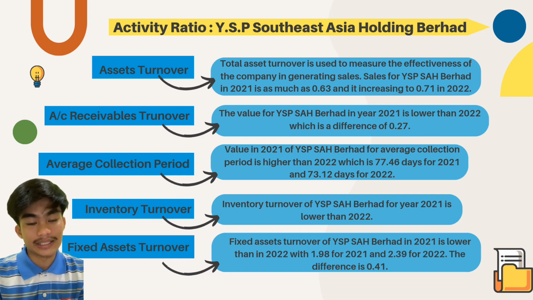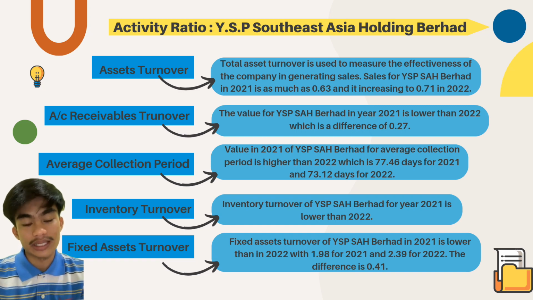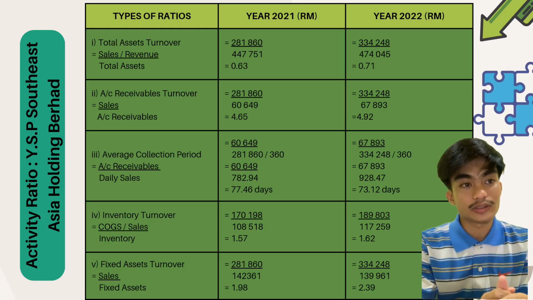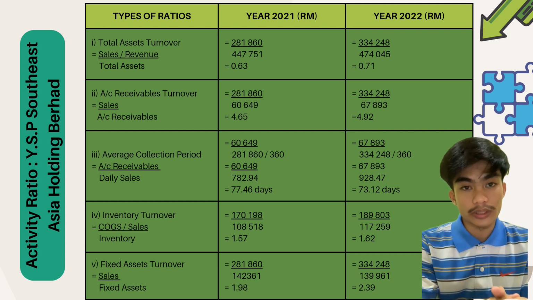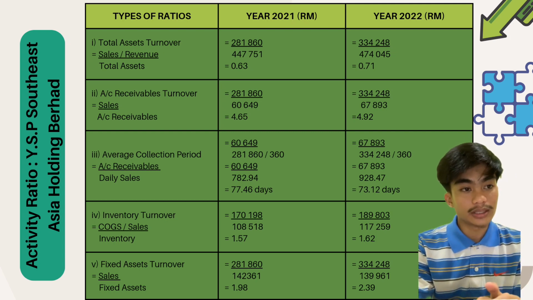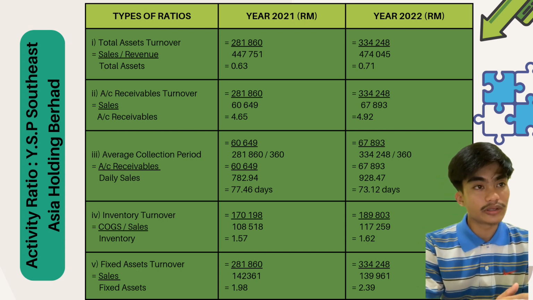My part in this slide is activity ratio for YSP company. The first type of ratio is total assets turnover. The formula for this part is sales or revenue divided by total assets. For 2021, the answer is 0.63. For 2022, the answer is 0.71. For account receivable turnover, the formula is sales divided by account receivable. For average collection period, account receivable divided by daily sales.